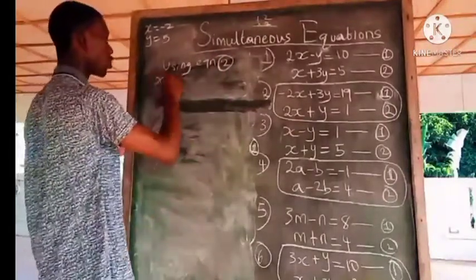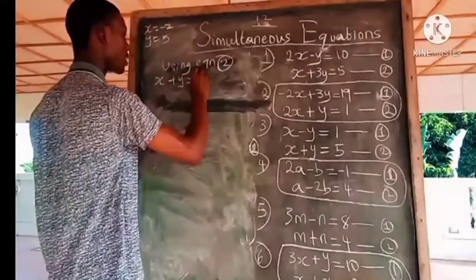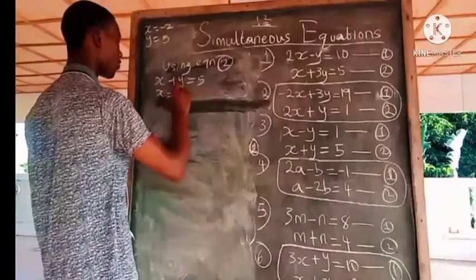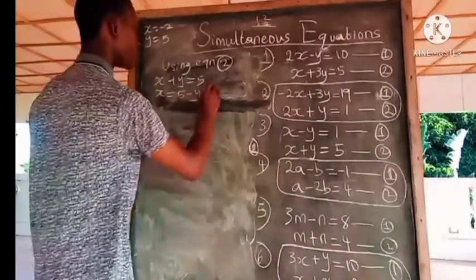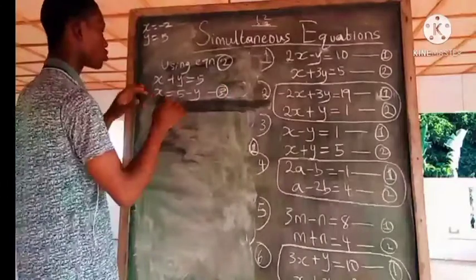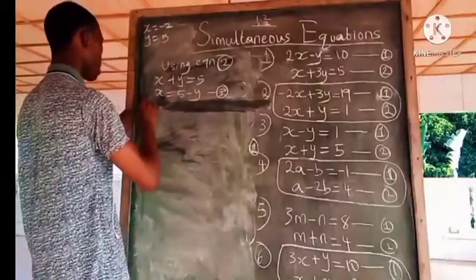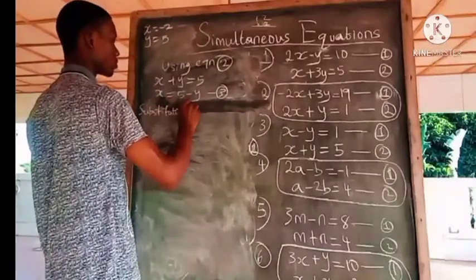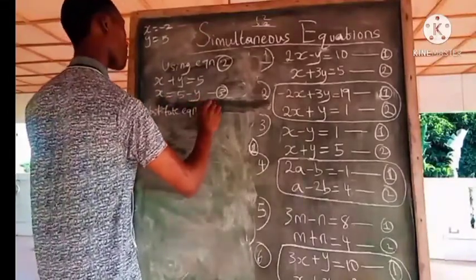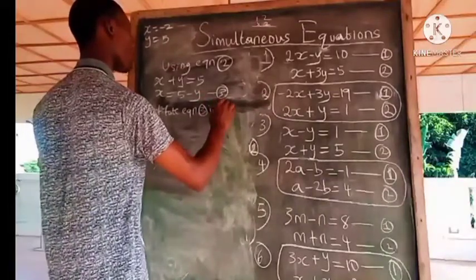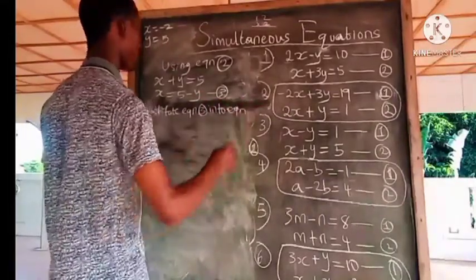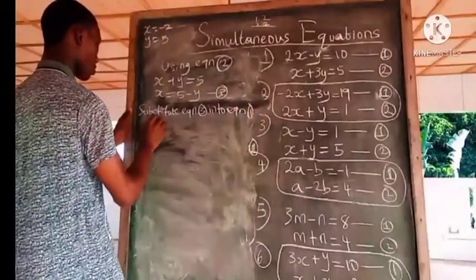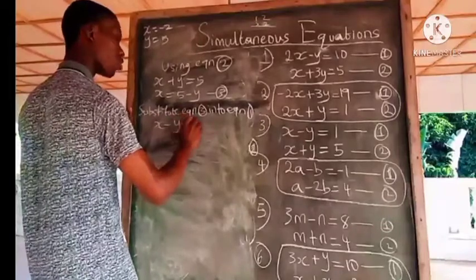So we have x plus y is equal to 5, right? So we are going to make x the subject. So x now is equal to 5 minus y. And this is our equation 3. So we are going to substitute our equation 3 into equation 1. So now we write down our equation 1, which is x minus y equal to 1.